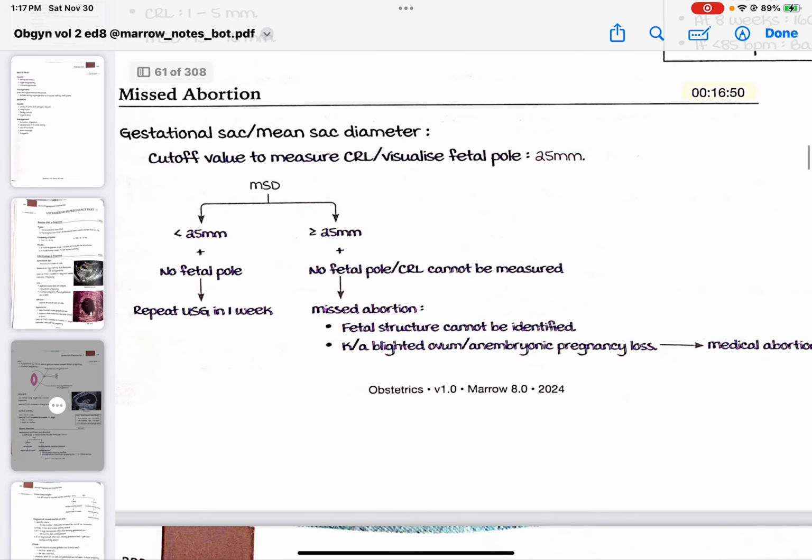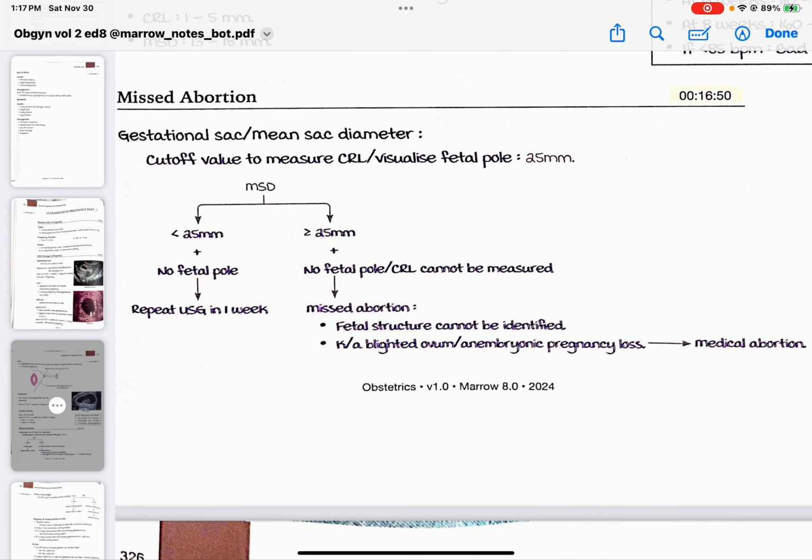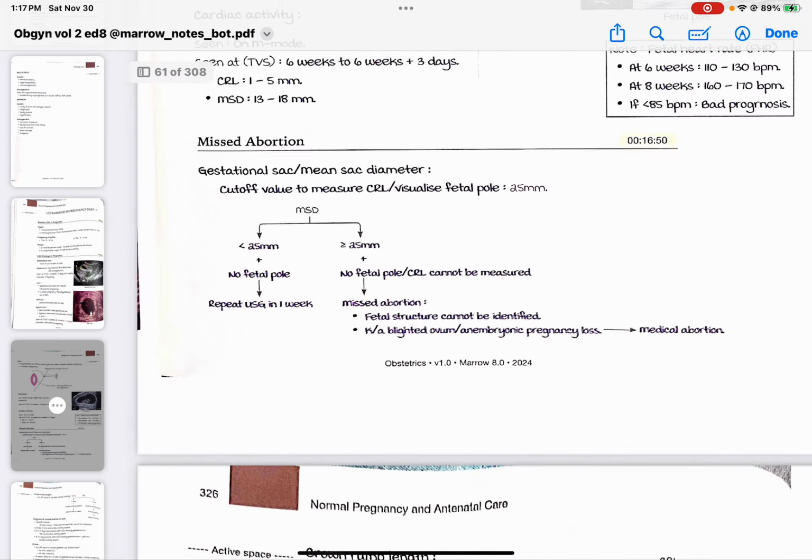Missed abortion. Gestational sac, mean sac diameter, cutoff value to measure CRL, visualize fetal pole: 25 mm. MSD less than 25 mm plus no fetal pole, repeat ultrasound in 1 week. More than or equal to 25 mm plus no fetal pole, crown rump length cannot be measured. Missed abortion, fetal structure cannot be identified, known as blighted ovum and embryonic pregnancy loss, medical abortion.